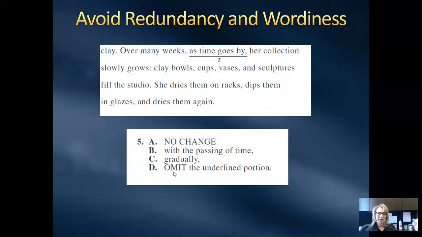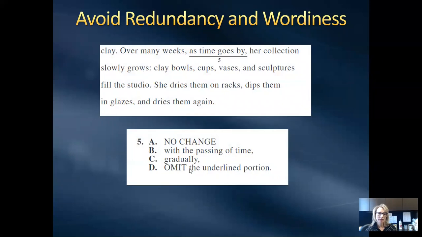And D is omit, the underlined portion. Omit means delete. It means take it out. So over many weeks, her collection slowly grows. That is the correct answer because we don't need this. This is unnecessary and redundant.